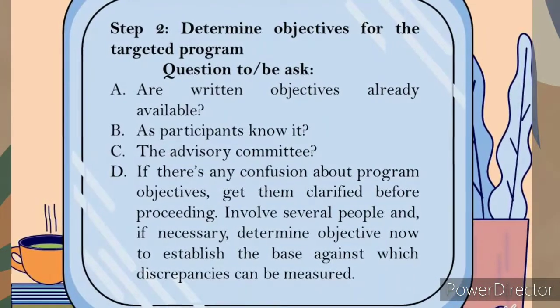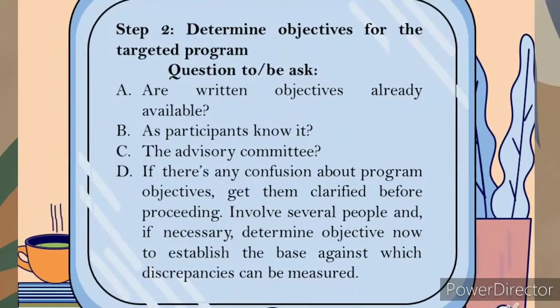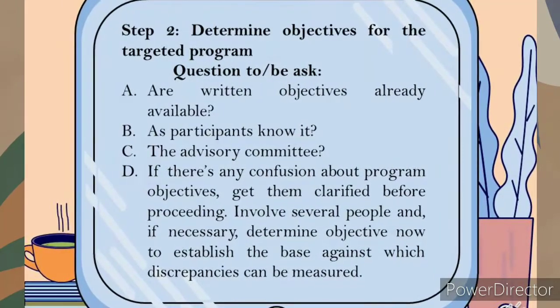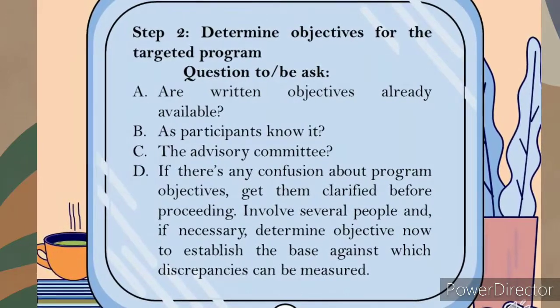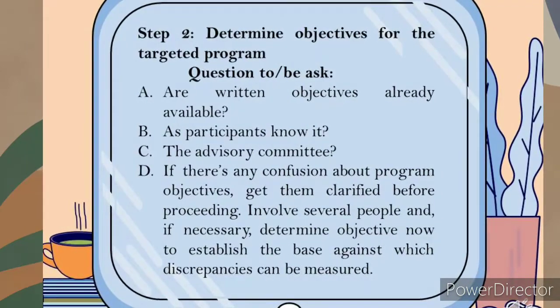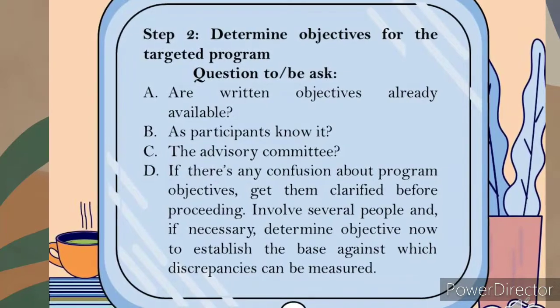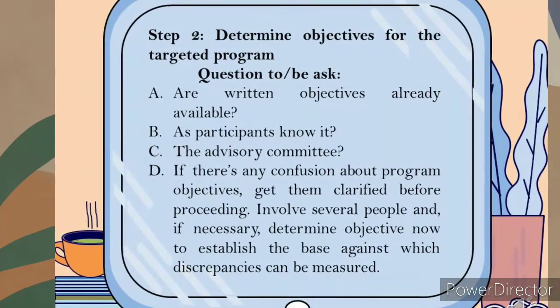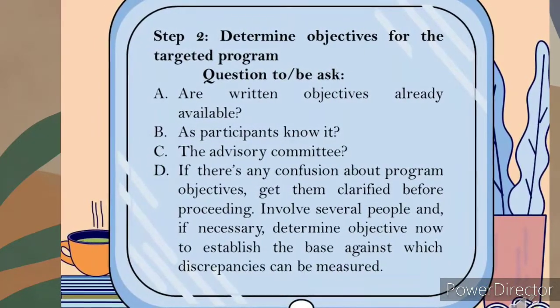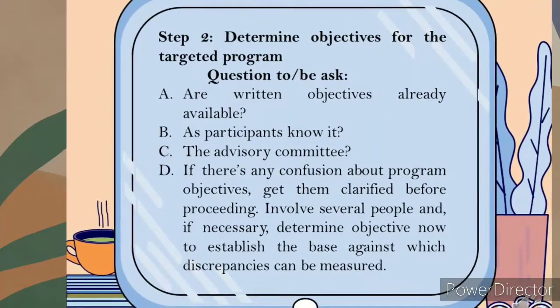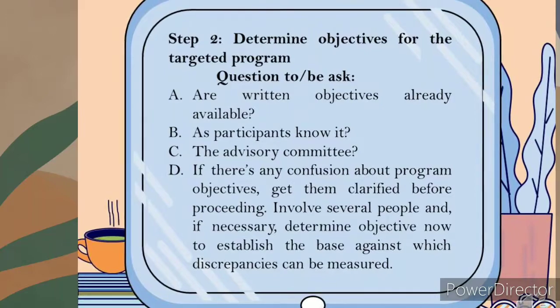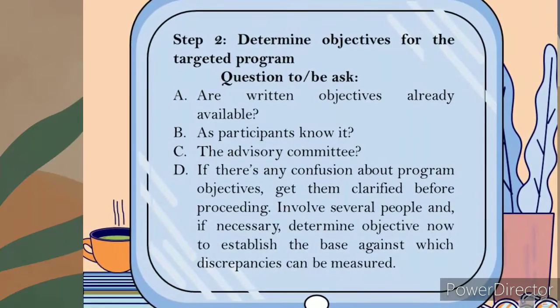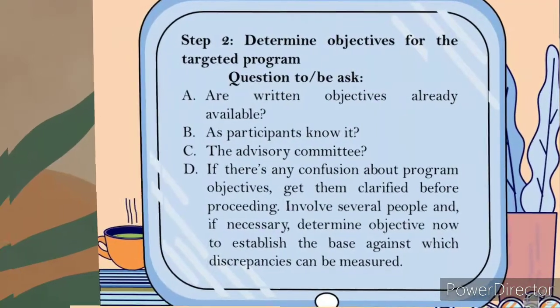Step 2. Determine objectives for the targeted program. Questions to be asked: are written objectives already available? As participants know them? The advisory committee? If there is any confusion about program objectives, get them clarified before proceeding. Involve several people and, if necessary, determine objectives now to establish the base against which discrepancies can be measured.